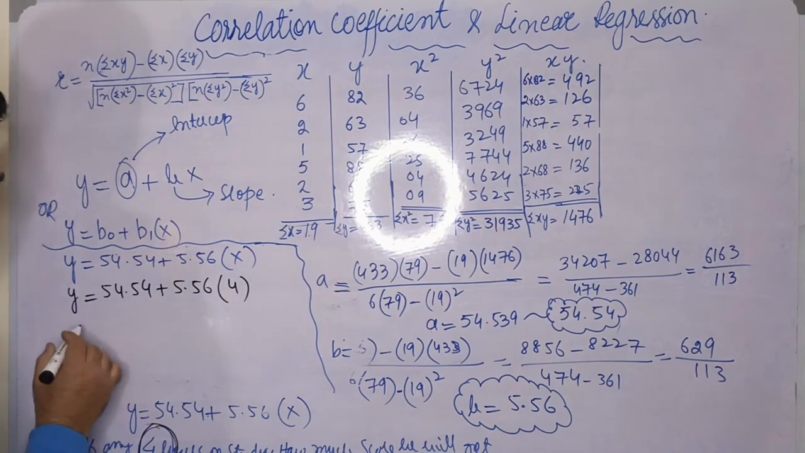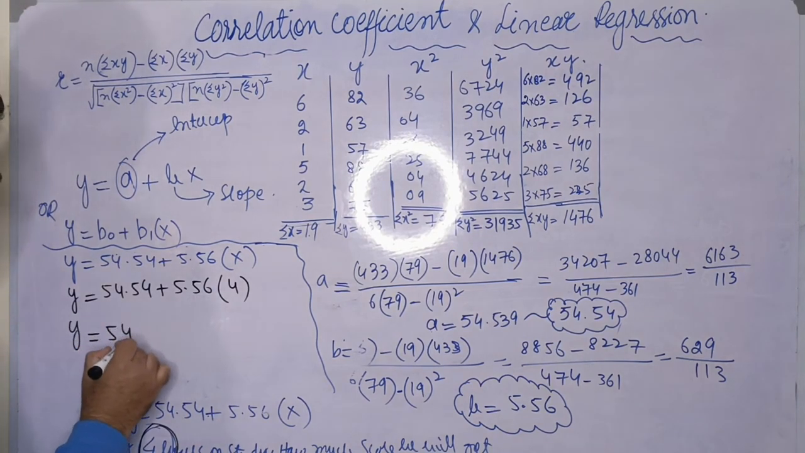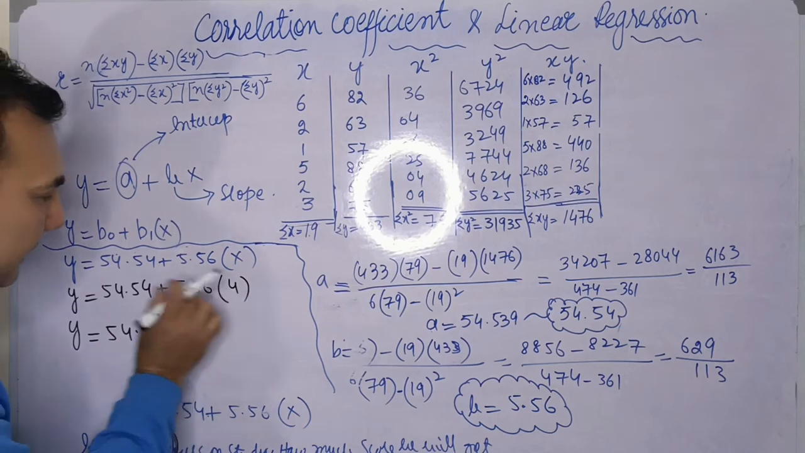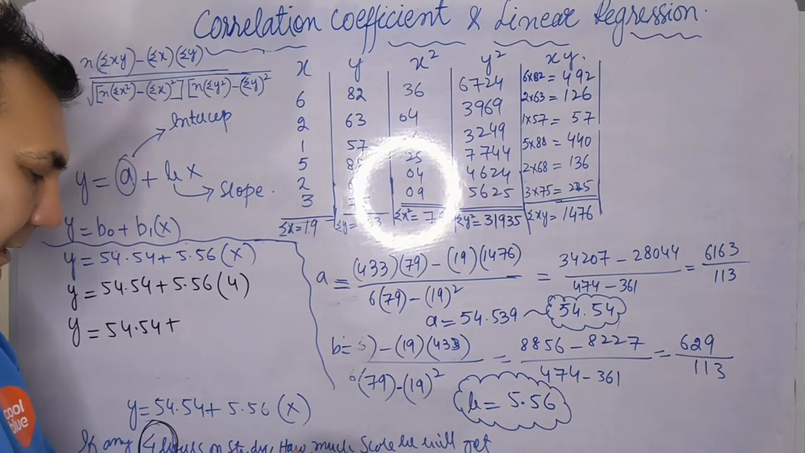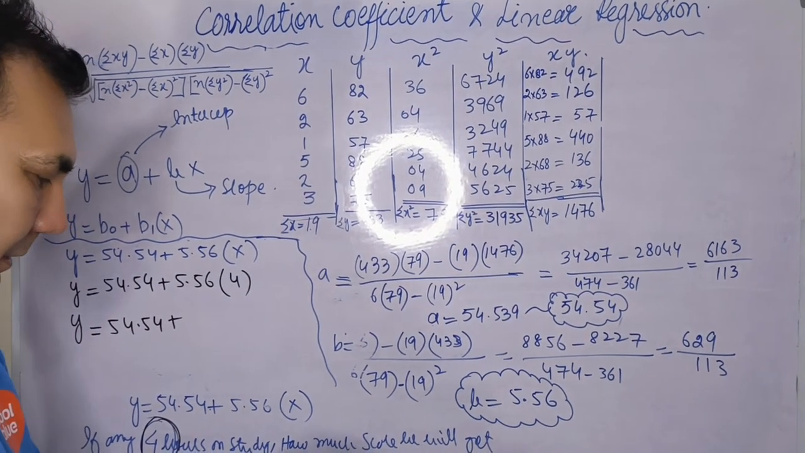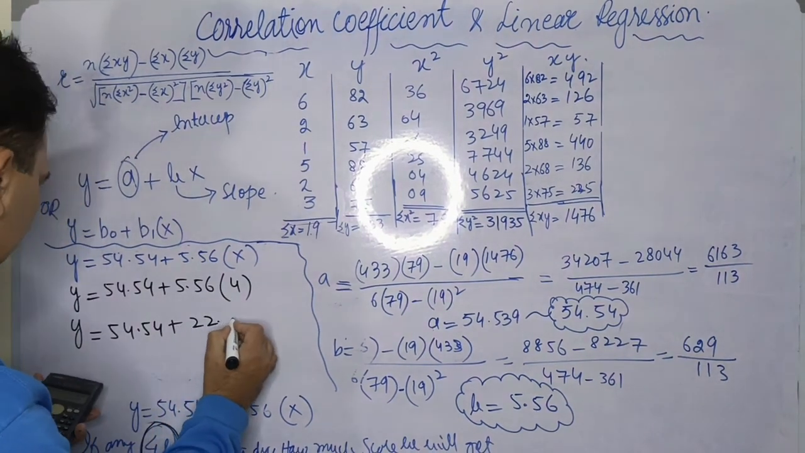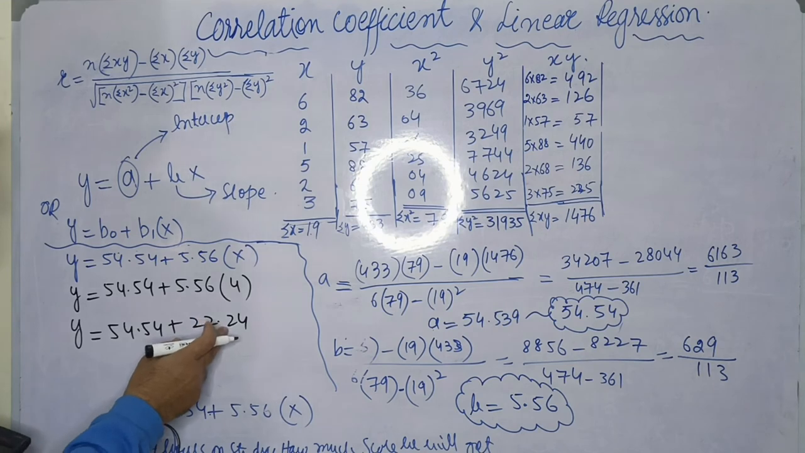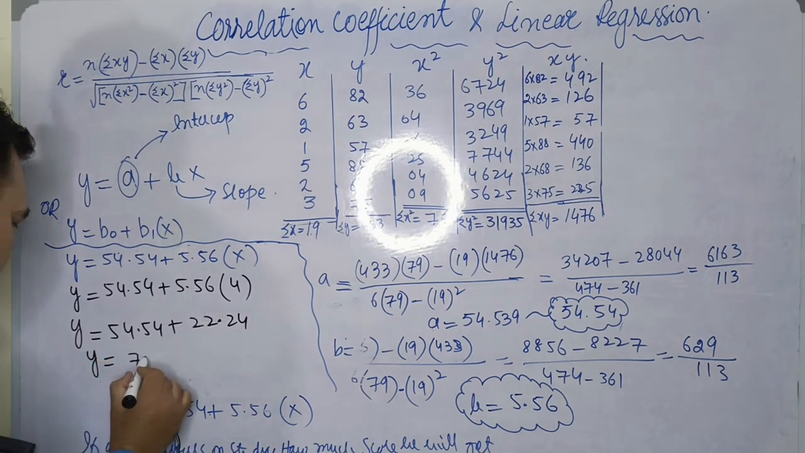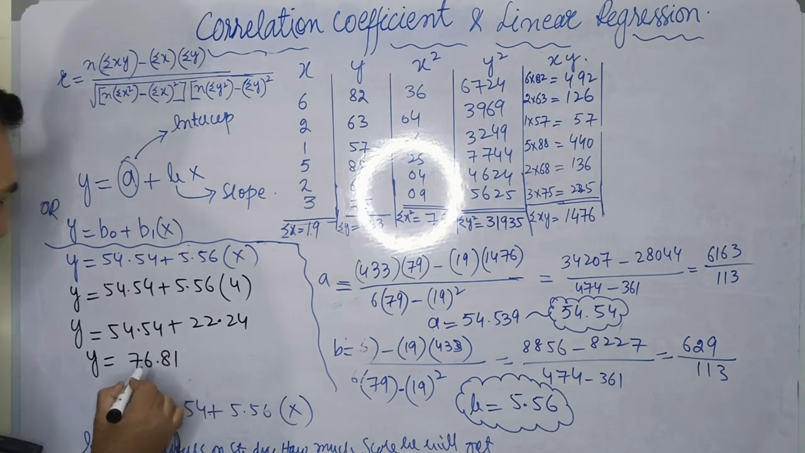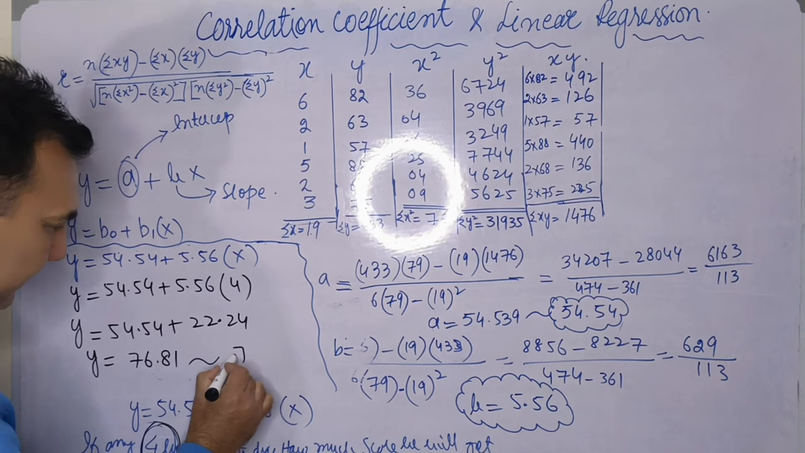Now 54.45 plus, we will multiply 5.56 by 4, which comes to 22.24. Now 22.24 we add to the intercept value, 54.54, and Y comes to 76.81. If you round it up, it is 77.